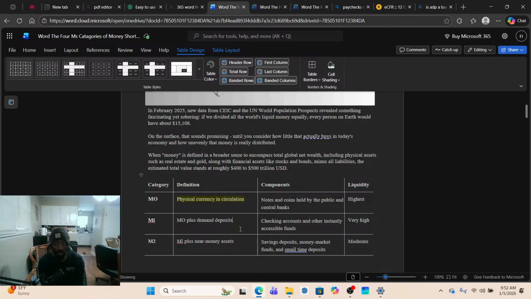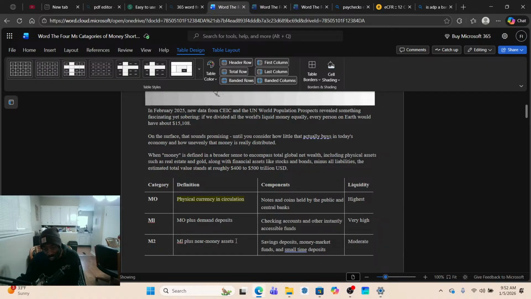Checking accounts and other accessible funds. Those are easy, very high liquidity, meaning you can spend it almost as quickly as cash, unless somebody prefers cash on hand, then you can.